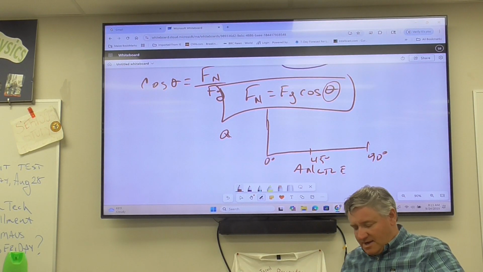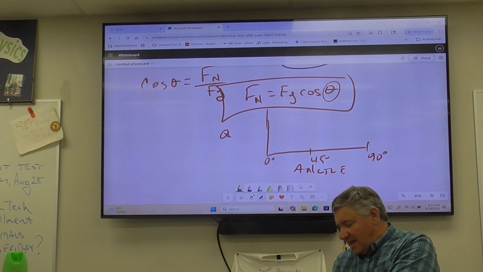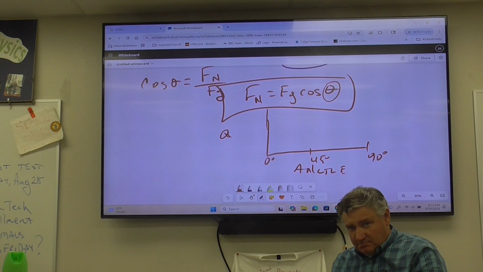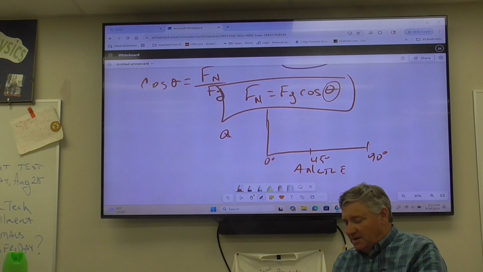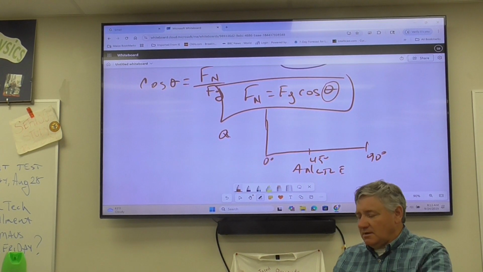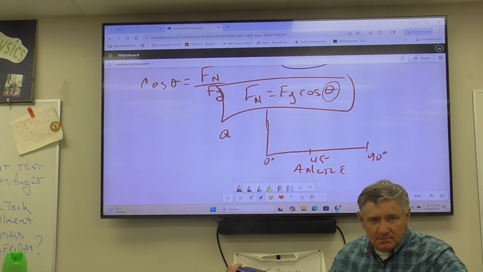So, I've got a track, it's flat. What's my acceleration going to be? 0. If I lift it up a little bit, I get a little bit of acceleration. I lift it up further, I get more.